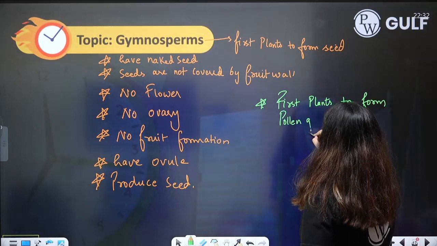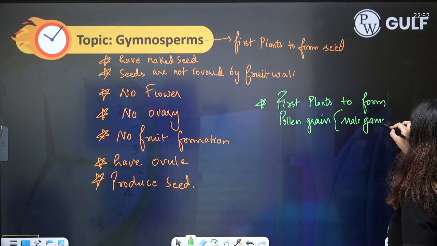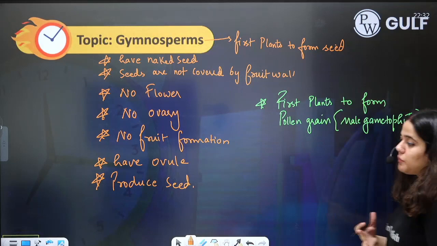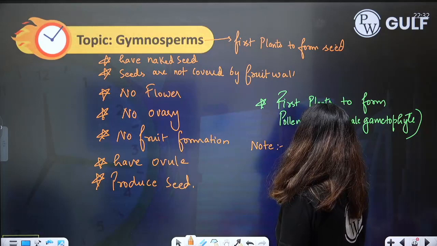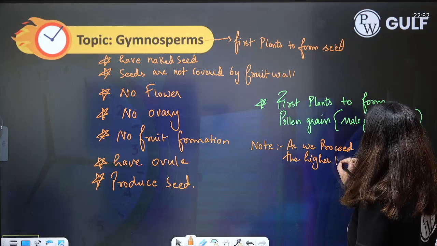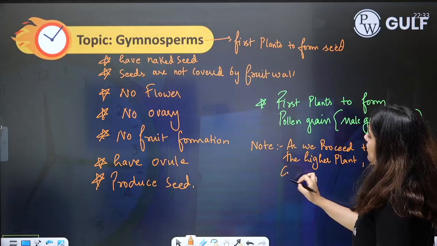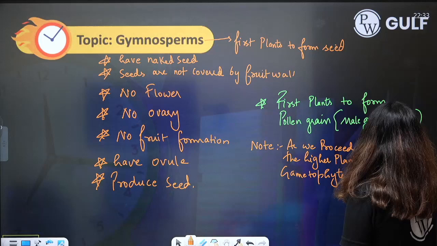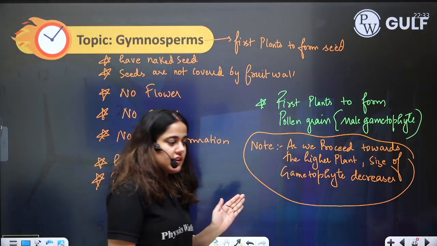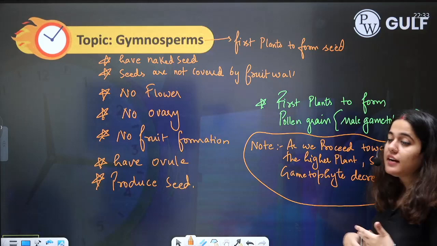Pollen grain is nothing but the male gametophyte. Pollen grain has male gametes. That's why it is known as male gametophyte. Remember, as we proceed towards the higher plants, the size of gametophyte decreases. As you can remember, the algae main body is gametophyte, bryophyte main body is gametophyte, when we go to pteridophyte, the size of gametophyte decreases, then again decreases in gymnosperm, and again in angiosperm. So from algae to angiosperm, the size of gametophyte decreases.